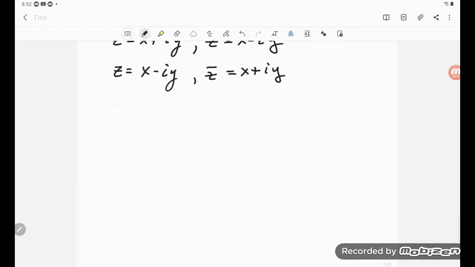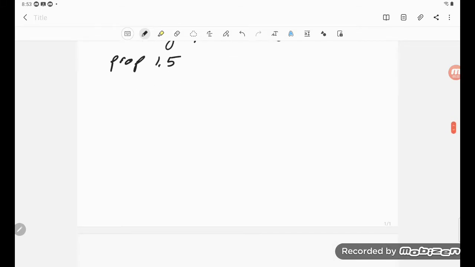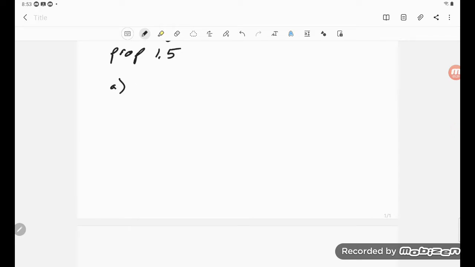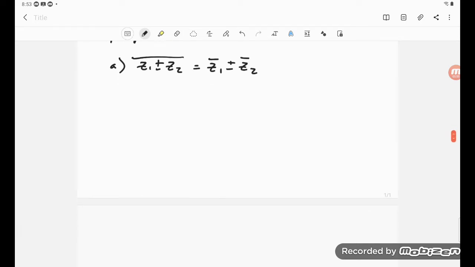Let's see, so this is all from proposition 1.5. So A, they just have that the conjugate of Z1 plus or minus Z2. So if you've got a conjugate over an addition or subtraction, that distributes over that addition or subtraction, and so you can take the conjugate in any order, is what that's saying.